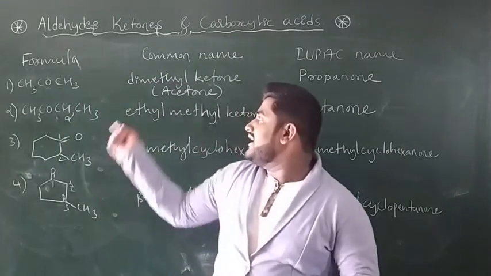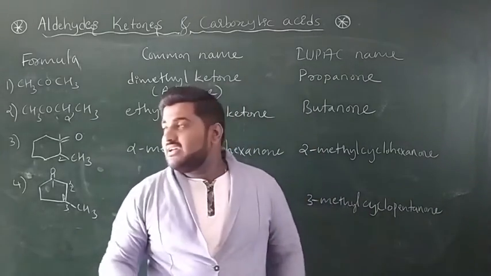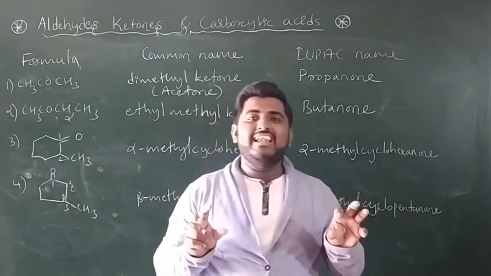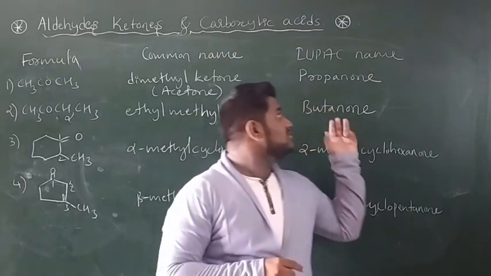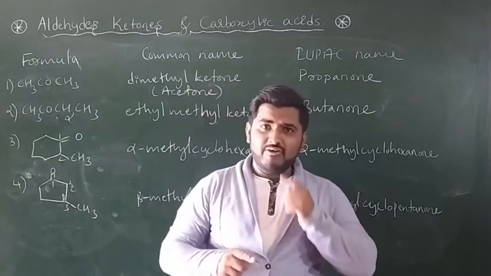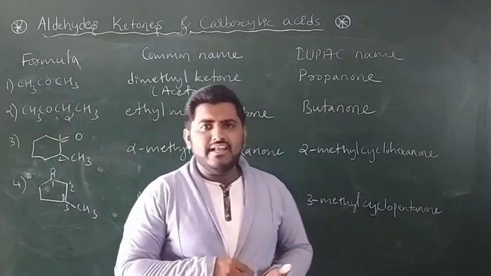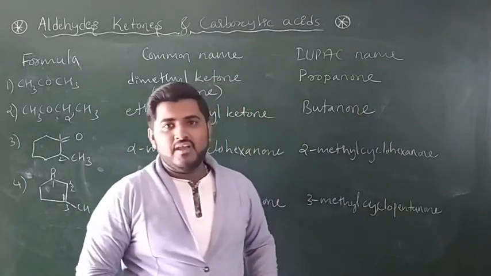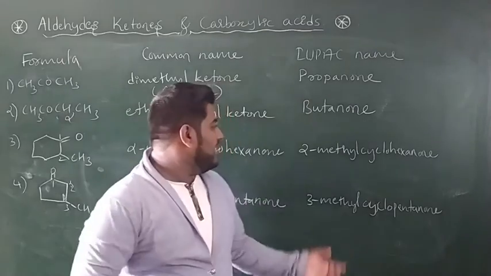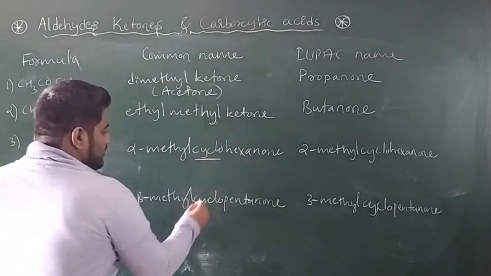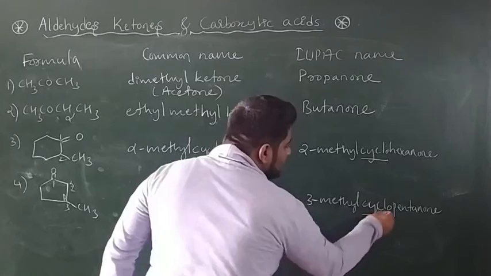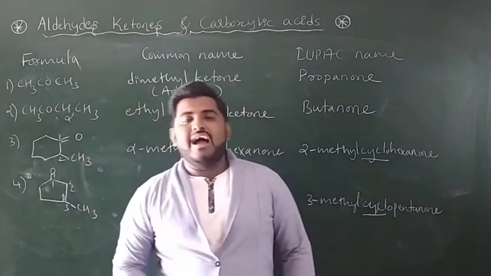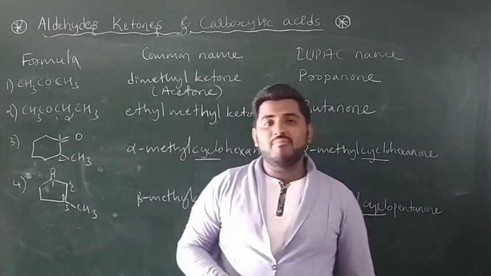I hope you understood. In case of ketone, in the common system, we are naming by naming both alkyl groups attached to the carbonyl group. And in case of the IUPAC name, we derive it from the corresponding alkane, and that E is replaced by ONE. If cyclic is there, the word cyclo is added, both in common and also in IUPAC. Cyclo is added whenever the ring is there. Okay, I hope you understood. This is regarding ketone nomenclature.